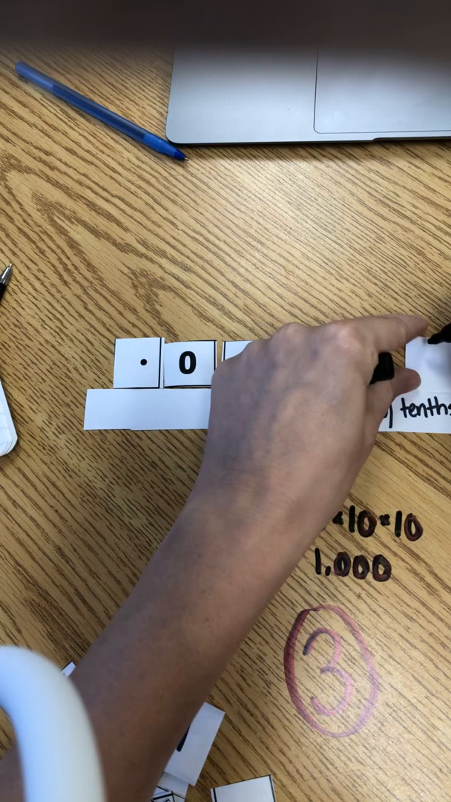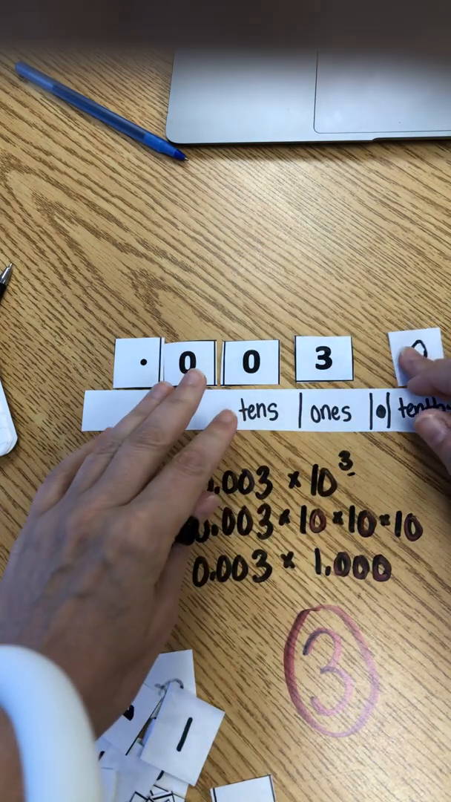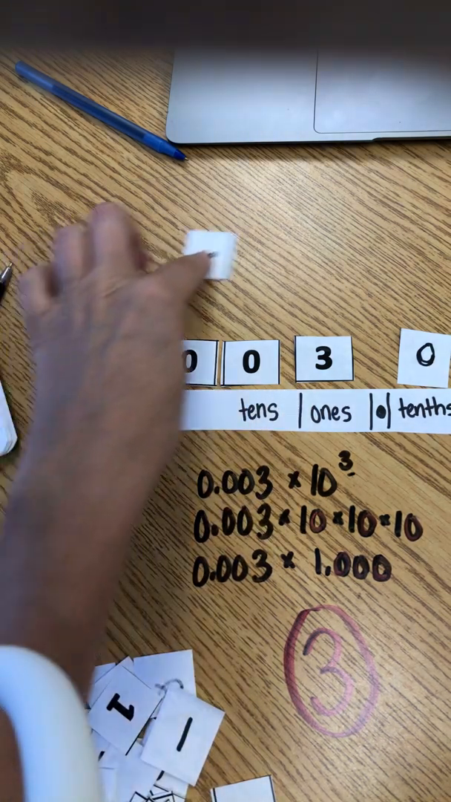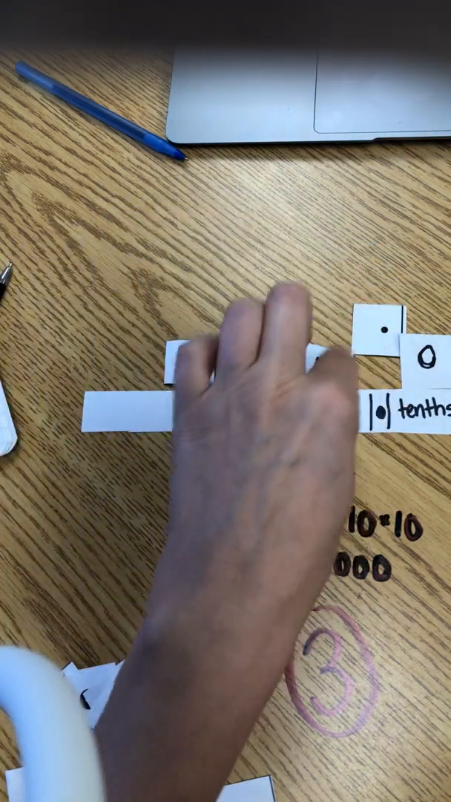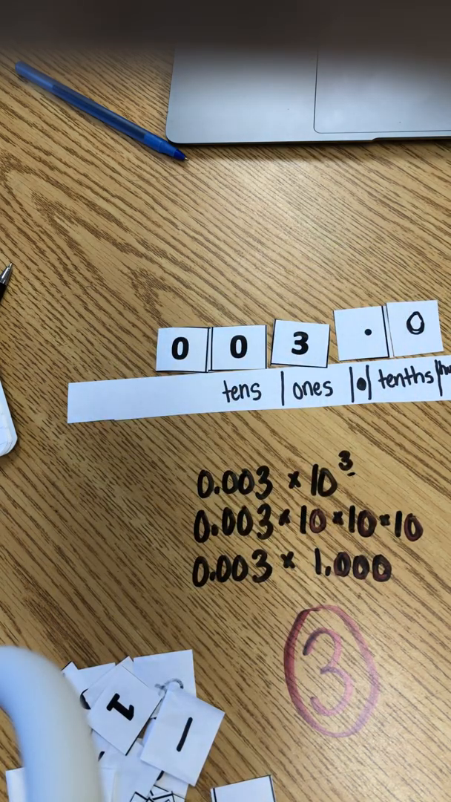And if you don't have these number tiles, you can make your own number tiles really easily. Just take little pieces of paper and write your digits on them. Okay, we're going to be working on this in the next few weeks, so don't worry. Okay, so now my decimal point should be here. And my product for 3 thousandths times 10 to the third power is 3 wholes.